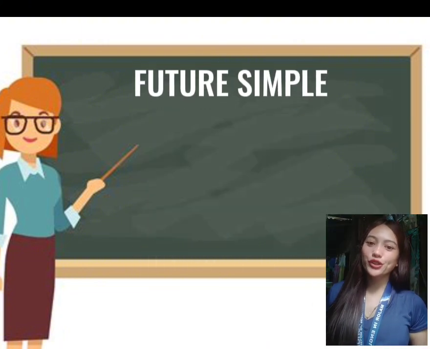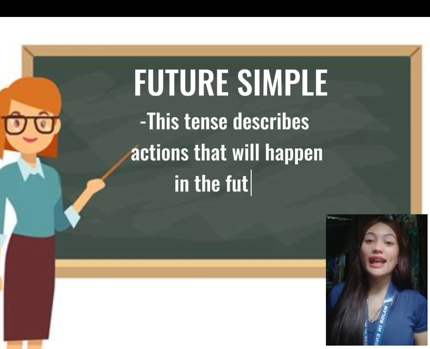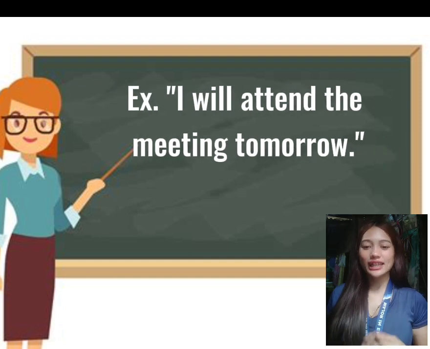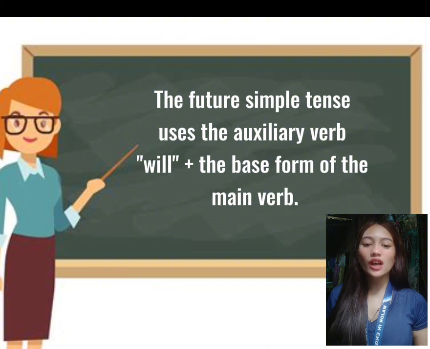Moving on to the future simple tense, this tense describes actions that will happen in the future. For example, I will attend the meeting tomorrow. Why do we use will attend instead of attend? The future simple tense uses the auxiliary verb will plus the base form of the main verb.